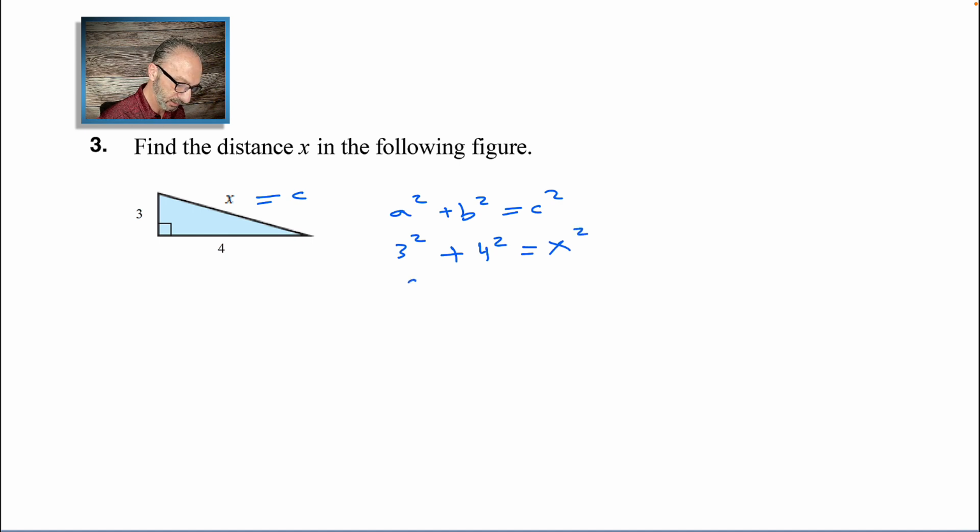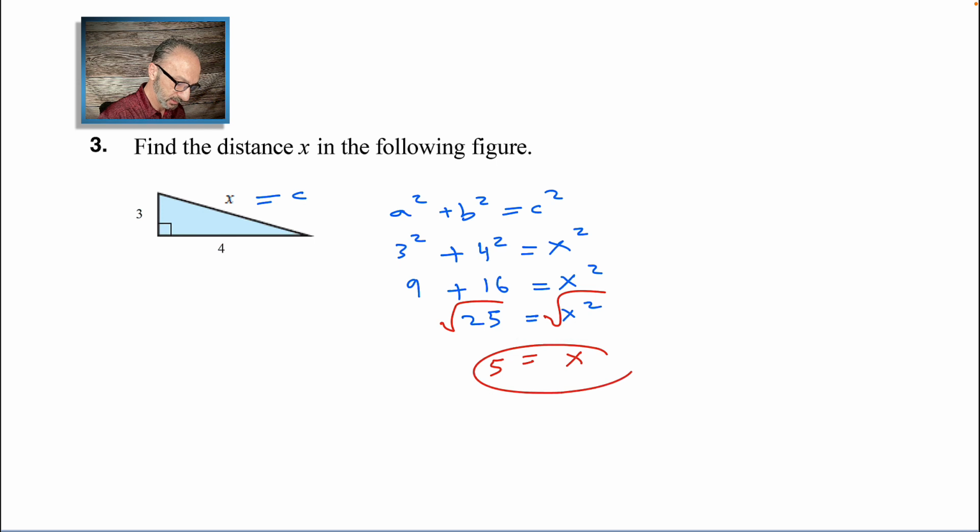So we have 9 plus 16 equals x to the second. 9 plus 16 is 25. Apply the square root to both sides. We don't need to write plus minus because it's a length. So we end up with x equals 5. So x equals 5, and that should do it.